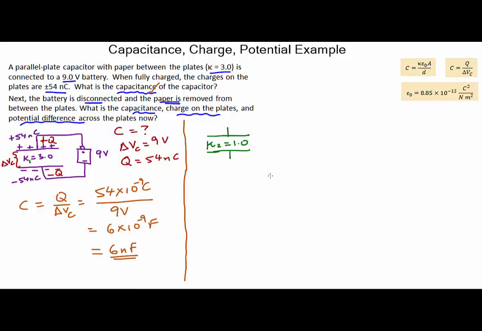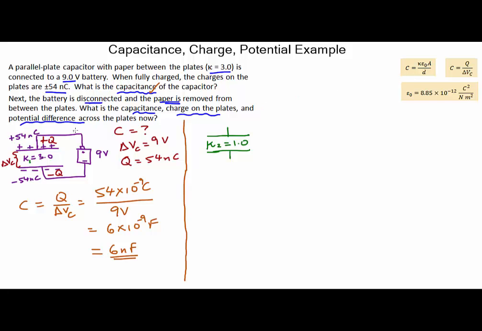Okay, we've got three things to figure out now. We've got capacitance, charge, and potential difference. Is there one of these that we can figure out rather easily? Is there one of these that doesn't change from before? Well, we know that the capacitance changes because we have changed kappa, so we have changed how the capacitor is built, so capacitance is going to change.